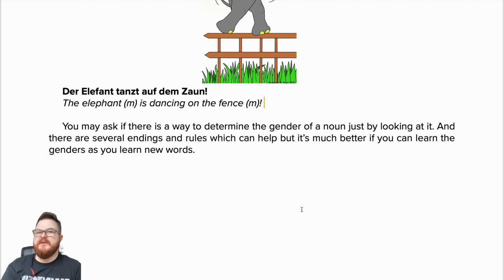Now, lots of people, whenever I'm teaching German, ask me, is there a way that you can work out the gender of a word just by looking at it? The short answer is no. The long answer is there are some rules that can help us, but they're not always perfect. So, yes, there are rules, and no, sometimes they don't help.